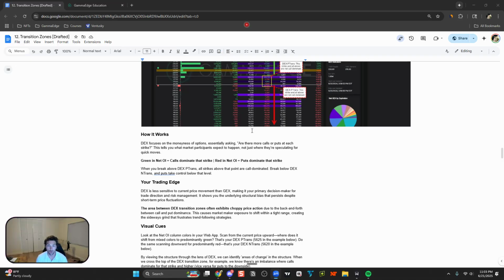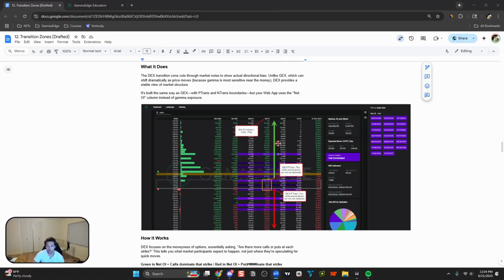So getting into specifically how it works, DEX focuses on the moneyness of options, essentially asking, are there more calls or more puts at each strike? This effectively tells you what market participants expect to happen, not just where they're speculating for quick moves. Just quickly looking at the net OI column, a green strike means that calls are dominant at that strike, and red means that puts are dominant at that strike.